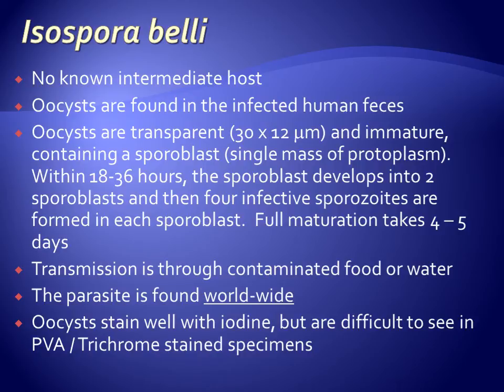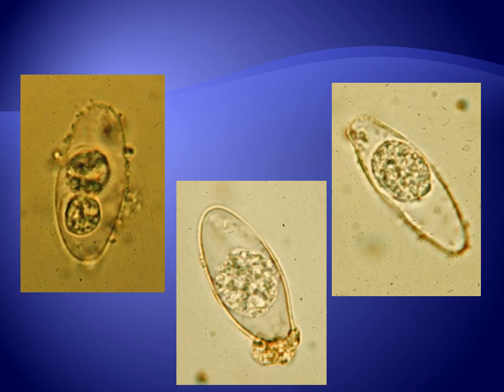Transmission is through contaminated food or water. This parasite is found worldwide. The oocysts stain well with iodine but are difficult to see in PVA or trichrome stained specimens. And here we see 3 images of Isospora belli.